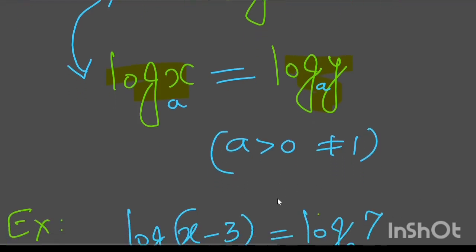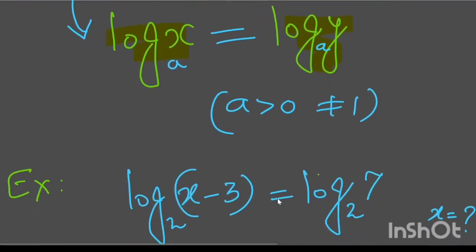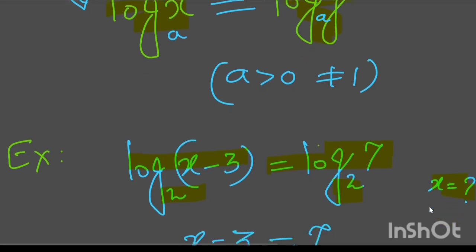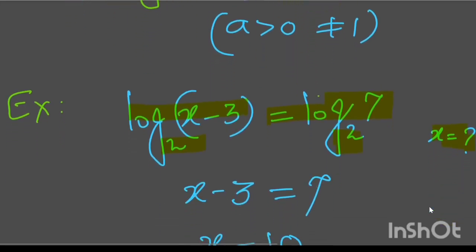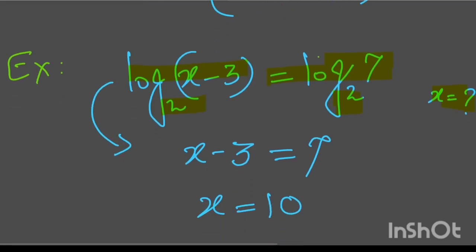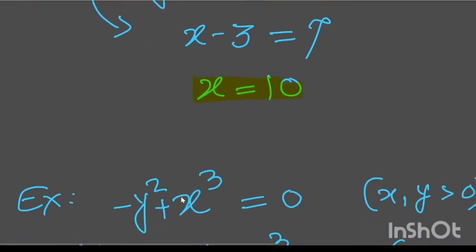So this is the first property. For example, if log of x minus 3 base 2 is given to be log 7 base 2, what is the value of x, guys? Obviously we can remove the log. Using property 1, we remove the log and we get the value of x as 10. If you substitute 10, it will satisfy. So x is equal to 10, guys.